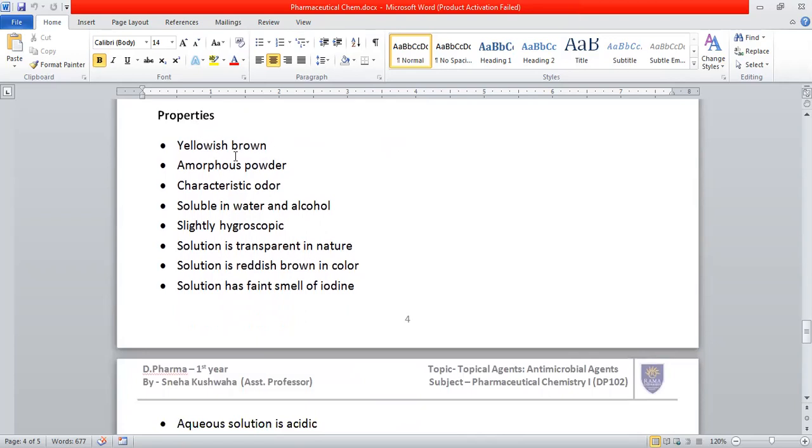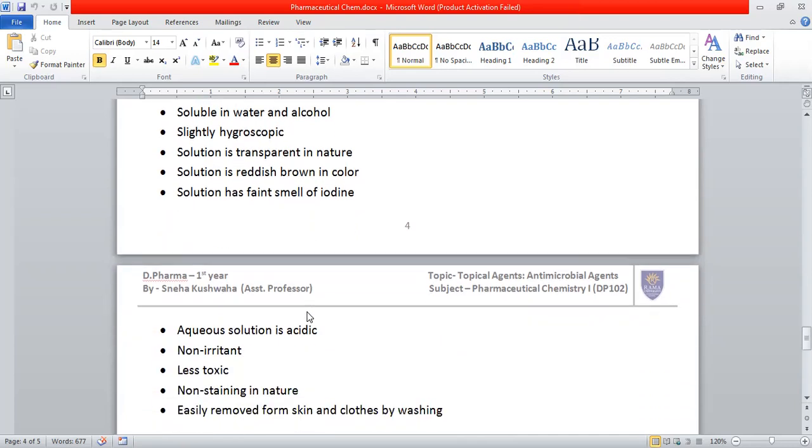It is yellowish brown amorphous powder, has a characteristic odor. It is soluble in water and alcohol. It is slightly hygroscopic. Then solutions of povidone iodine is transparent in nature. Solution is reddish brown in color. Solution has a faint smell of iodine.